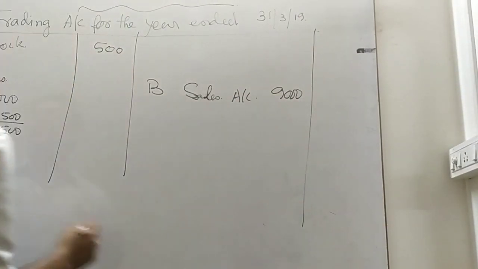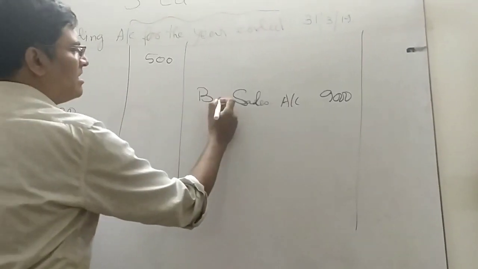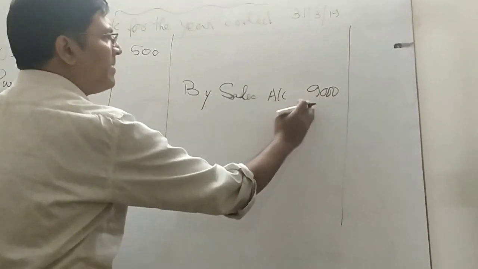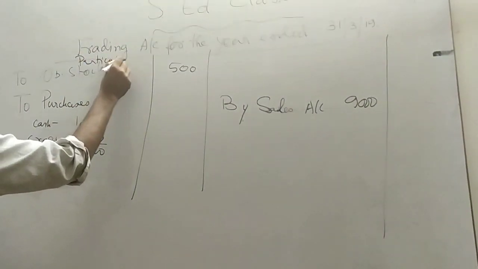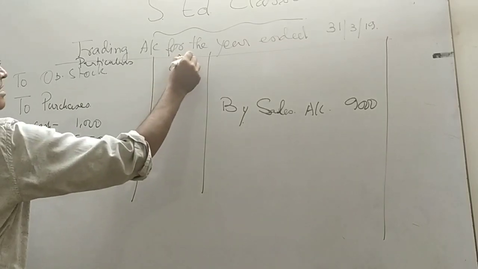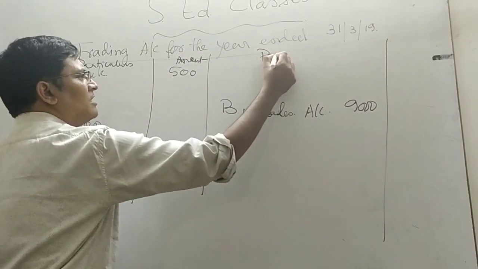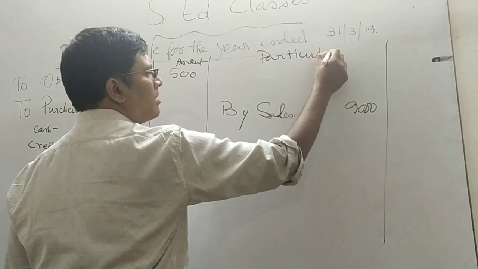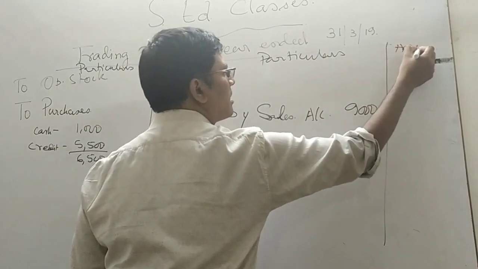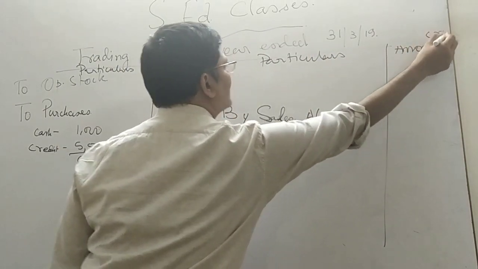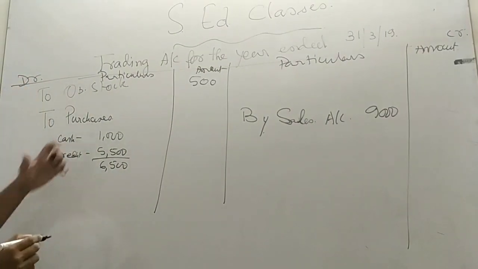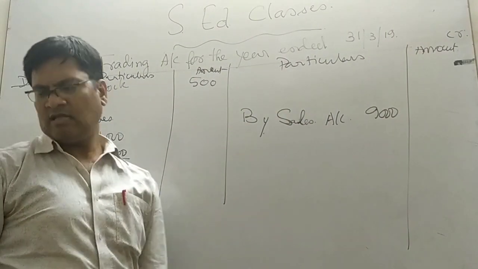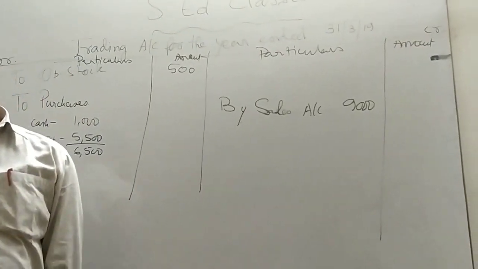Notice, students, the purchase figure and the sales figure I have recorded in the particulars column only. If we draw the format, there is a particulars, there is amount, there is again particulars, there is amount. This is the credit side of the ledger account and this is the debit side of the ledger account. Left hand side is the debit side and credit side is the right hand side.